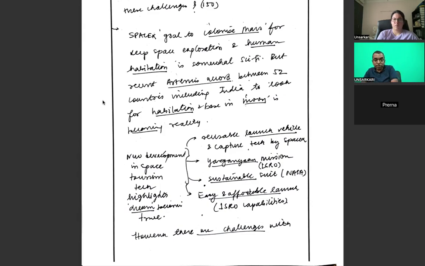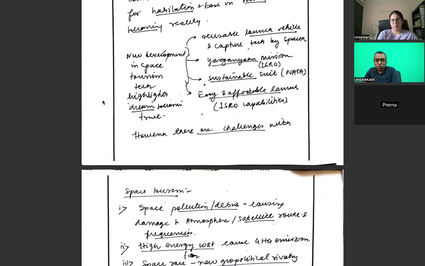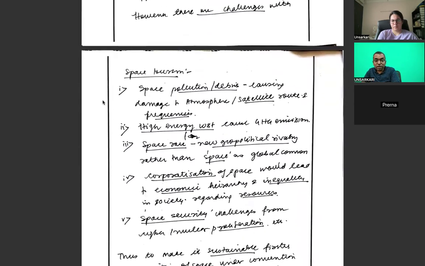So new developments in space tourism, like increased lunar vehicle capsule capture. Now, the Gaganyaan mission, ISRO, and sustainable suits, NASA, easy and affordable work and jobs done by ISRO's capability is showing. However, there are challenges.